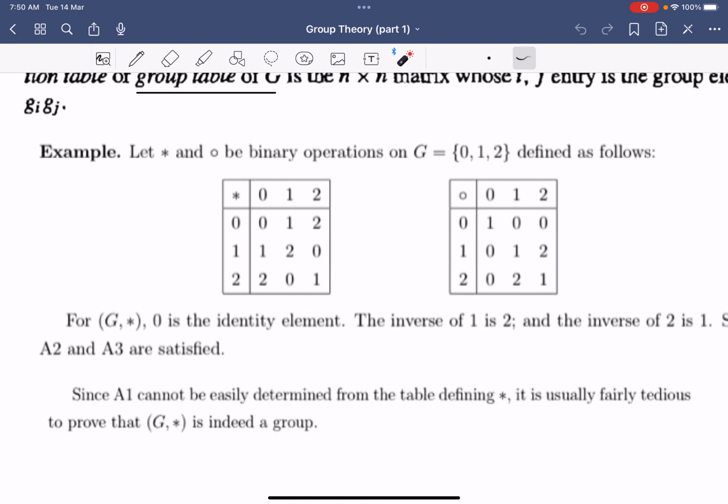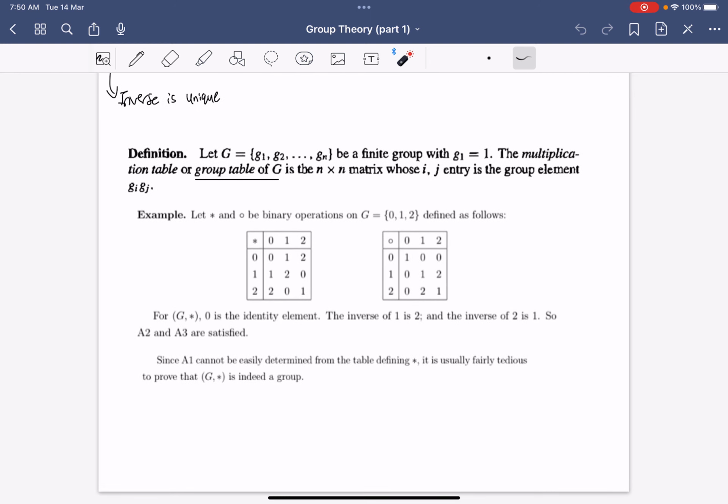And you can see that this star operation has an identity because this whole column gets repeated over here. And if you just take 1, this row also gets repeated over here. So this means, I mean 0 is the identity over here and over here. So in that case, what is the inverse? Well, it is what leads to 0. So 1, the inverse is 2. 2, the inverse is 1. And I hope that is clear.